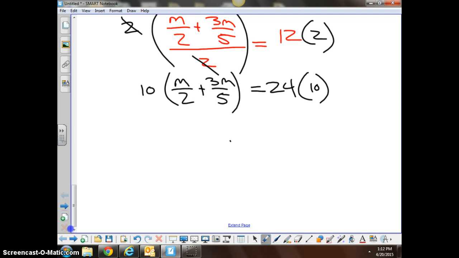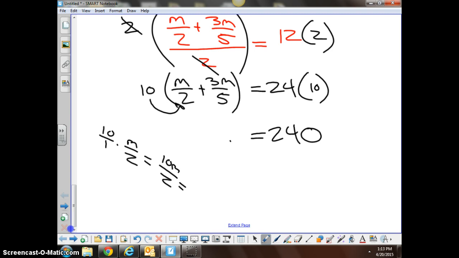240. Well, yeah, it equals 240, so you did the right side. What's the left side? 10m over 2 is what? 10 times m over 2. What is that? It's 10 over 1 times m over 2. What does that equal? 10m over 2, which equals what? 5m, right? Yes, no? So we've got 5m plus, what is 10 times 3m over 5?